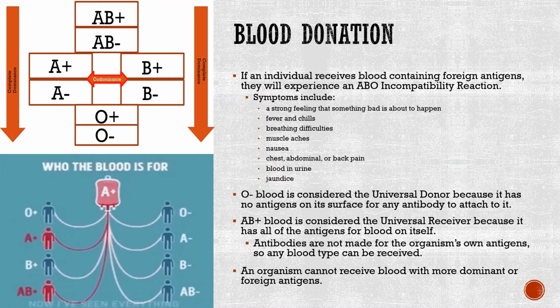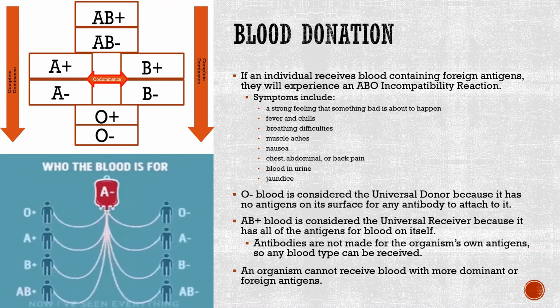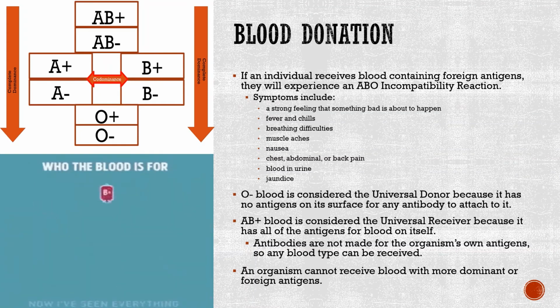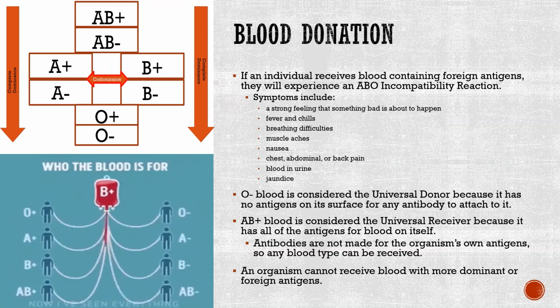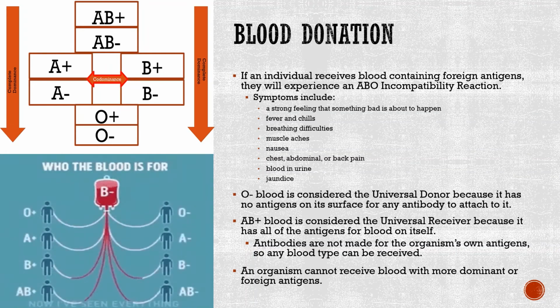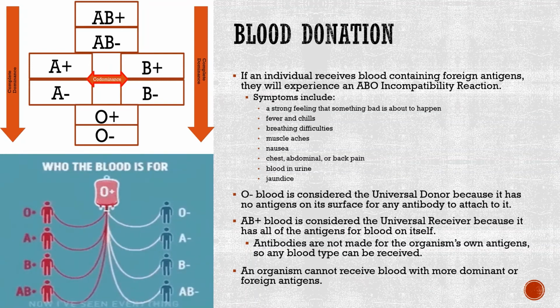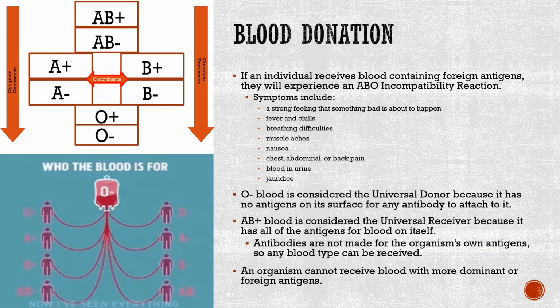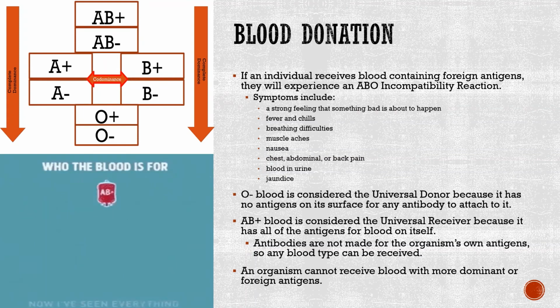Blood donation. If an individual receives blood containing foreign antigens, they will experience an ABO incompatibility reaction. Symptoms of that include a strong feeling that something bad is about to happen, fever and chills, breathing difficulties, muscle aches, nausea, chest, abdominal, or back pain, blood in urine, and jaundice. So if you are in the medical field where you need to supply someone with blood, it's really important to make sure you do not cause an ABO incompatibility reaction.